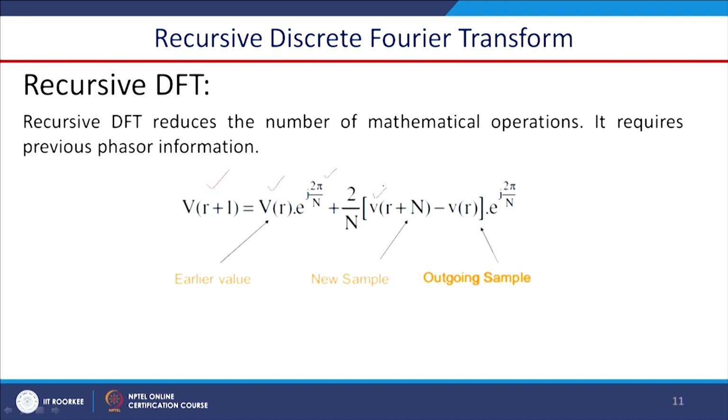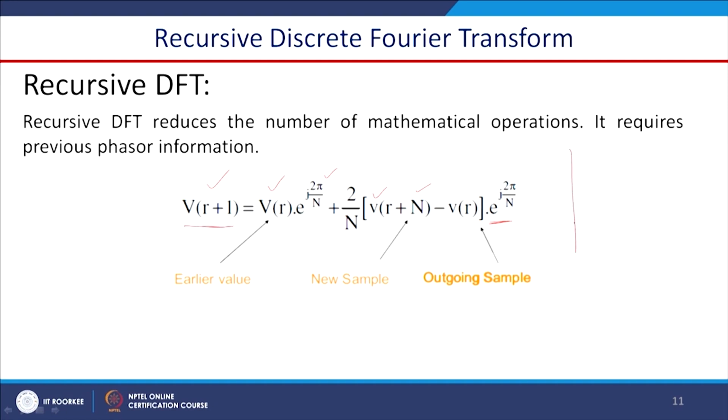So, this is small v, small r plus capital N minus small v r into e to the power j 2 pi by n. Now, I want to explain this particular expression clearly, so that we will understand. So, what is the basic difference between this recursive DFT and the ordinary DFT? Now, if you could see what is this capital V r plus 1.